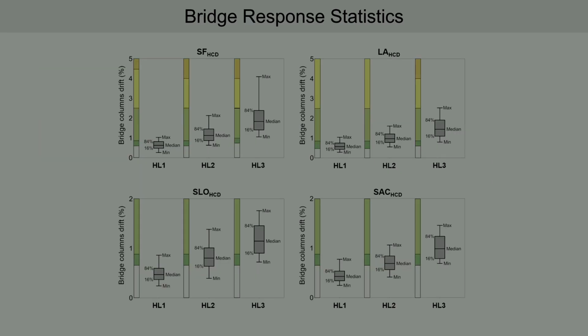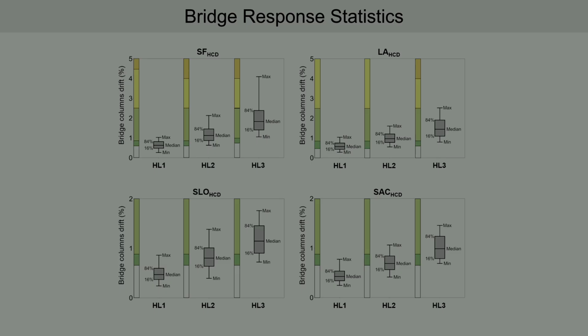All right, so at this point, after running all this set of analysis with the bridges, we started homogenizing these results into statistics. And I'm showing the statistics here in the shape of box plots, where we look at the median, then the 16th and 84th percentile, along with the maximum and minimum values. And you see this across the 4 locations, and then each column represents a different hazard level.